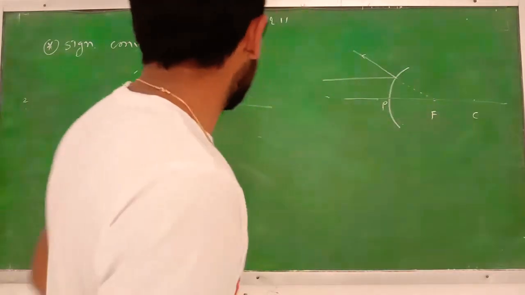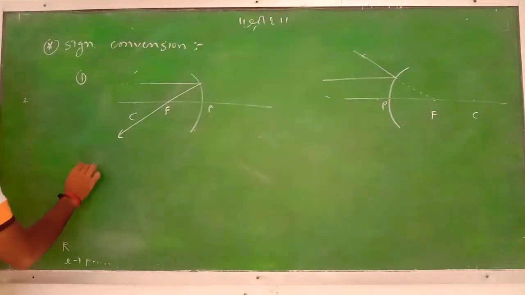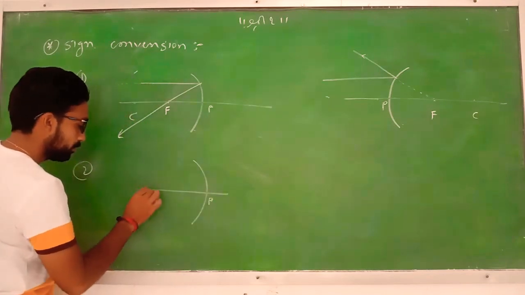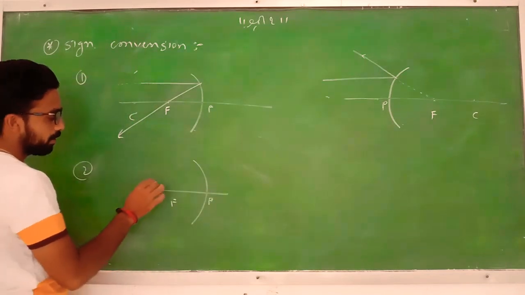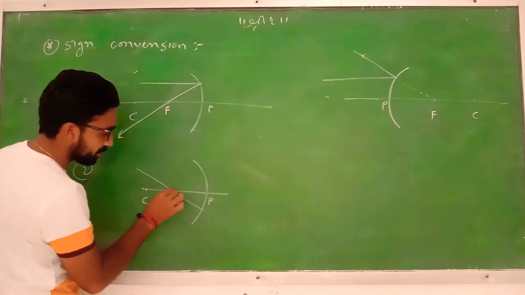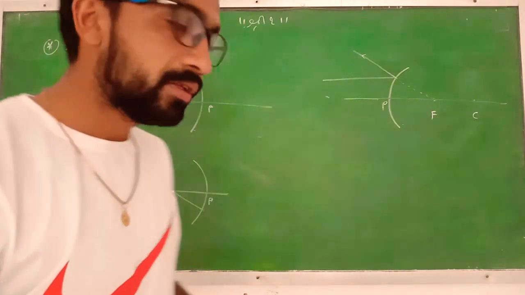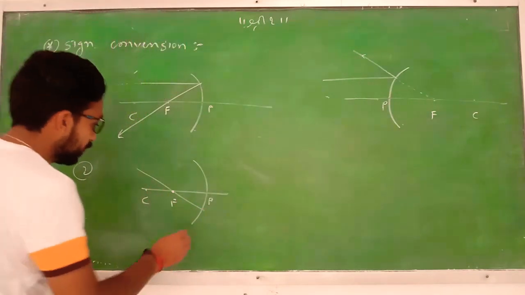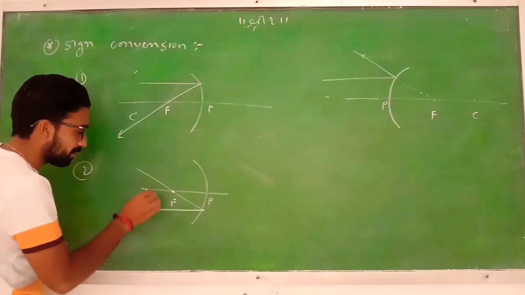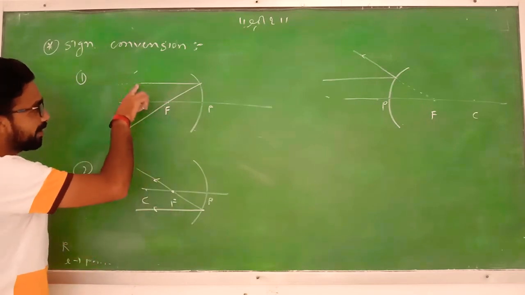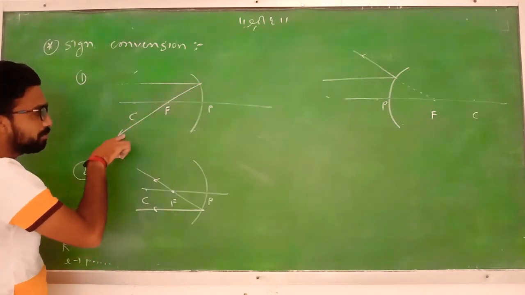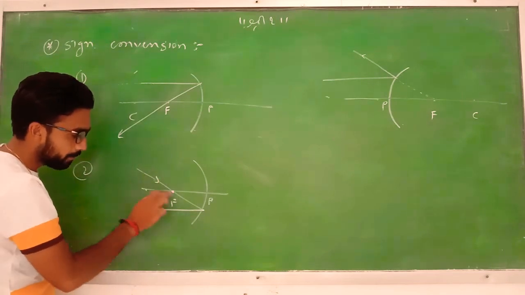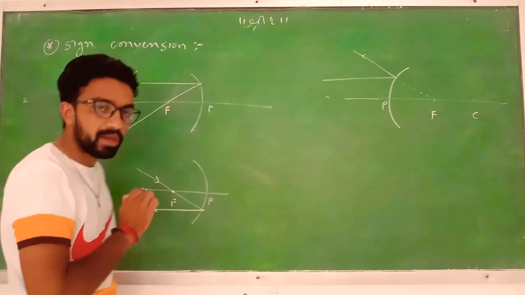Okay, so now one condition is done. Now second condition, when a ray is passing through the principal focus. When the incident ray passes through the principal focus, after the reflection the ray becomes parallel, exactly opposite to this one. You can see this is parallel, then after the reflection it passes through the principal focus; this is passing through the principal focus, then after the reflection the ray becomes parallel.